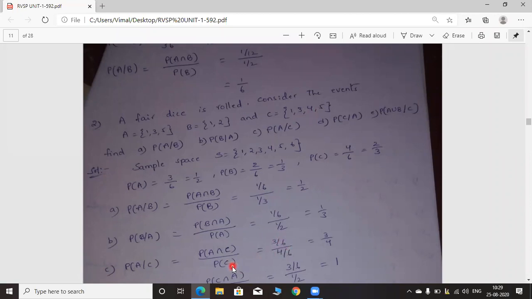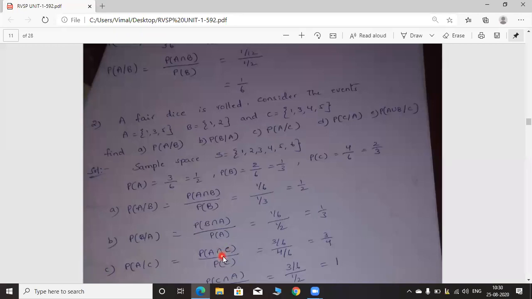What about the denominator? Probability of C is already calculated as 2 by 3. 4 by 6 or 2 by 3, both are the same. Any one you may take. You will get the same answer only. You will get 3 by 4. Did you understand?